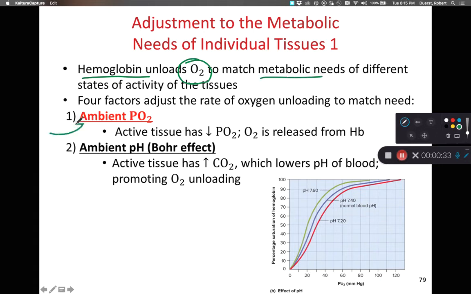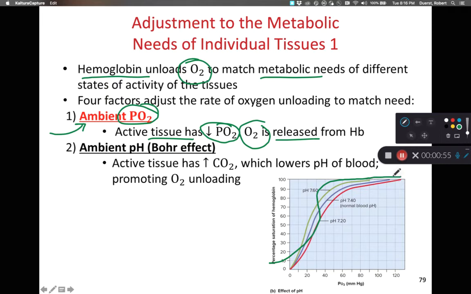So let's first look at ambient oxygen, partial oxygen. The less oxygen a tissue has, so as partial pressure of oxygen goes down, the more oxygen that we get rid of. So as ambient oxygen goes down, the more likely we are to release oxygen from hemoglobin. And that's why we have this classic curve right here.